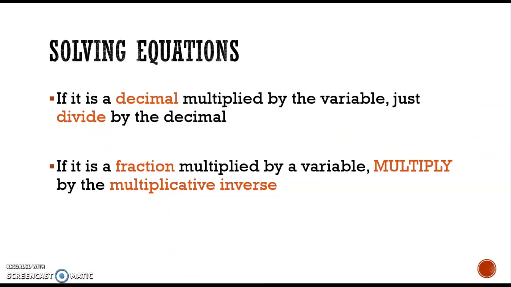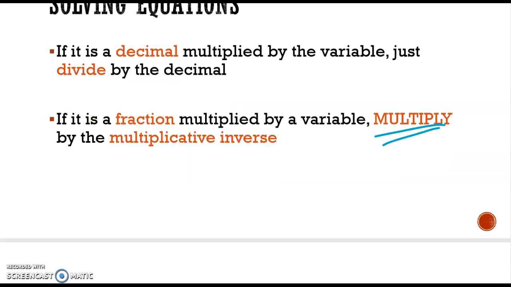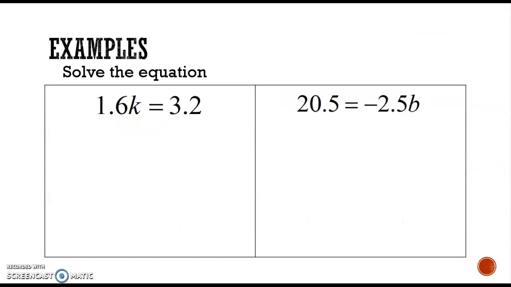Alright, so when solving equations with a decimal, if it is being multiplied by the variable, you just need to divide by the decimal. If it is a fraction being multiplied by a variable, then you are still multiplying, but you are multiplying by the multiplicative inverse. So let's try a few of these.